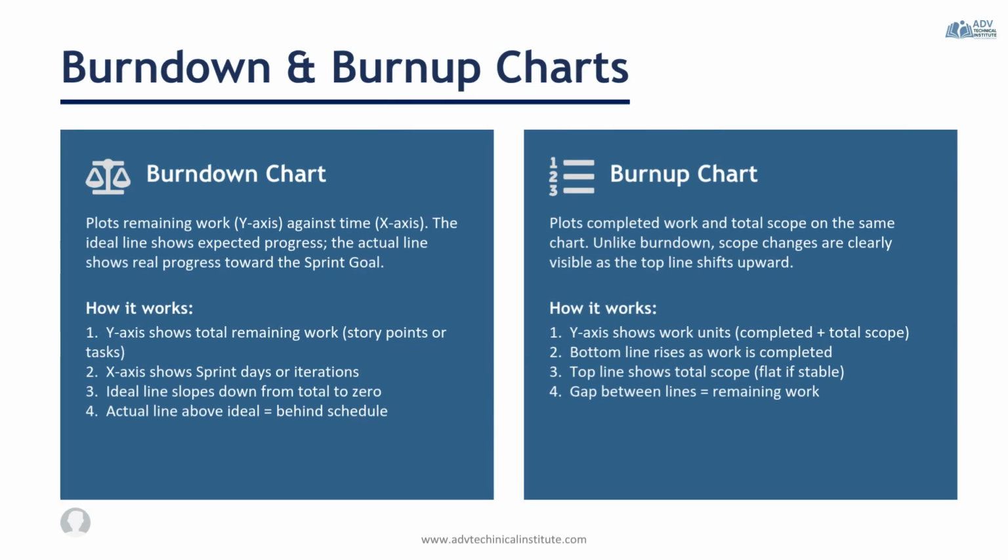Now we're going to talk about some reports and charts. So here we have the burn down and burn up charts. They're the two common Agile tracking tools and frequently tested on the PMP exam. Your burn down chart shows how much work remains in a sprint or project. The goal is for the remaining work to decrease over time until it reaches zero. If the actual progress line is above the ideal trend line, the team may be behind schedule. However, burn down charts can be misleading when scope changes, as they only show the remaining work.